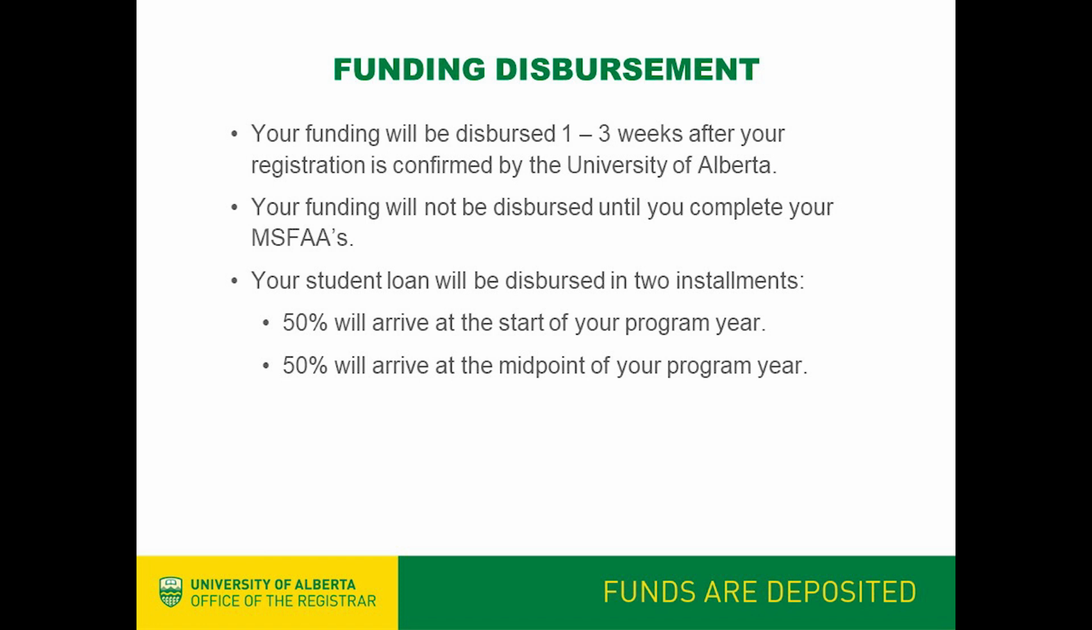These dates are approximate, and you can expect to receive that funding the week of September 1st. If you're applying for 2 semesters, your loan will be disbursed in 2 disbursements. 50% will be disbursed at the start of your program, which is usually September, and 50% will be disbursed halfway through your program, which is usually January.